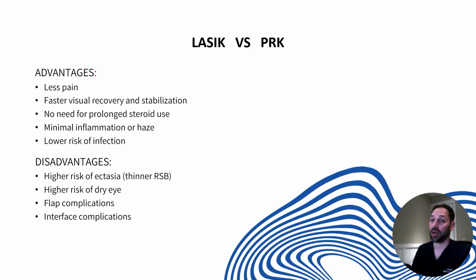Because of the flap creation, there's a large incision, and they're at higher risk of dryness of the eyes afterwards because you're cutting all the corneal nerves and they have to regenerate, usually hitting about 80% of their preoperative density by 1 year. And then you can have interface complications, and this just means you can have debris in the interface, you can have inflammation in the interface, something called diffuse lamellar keratitis.